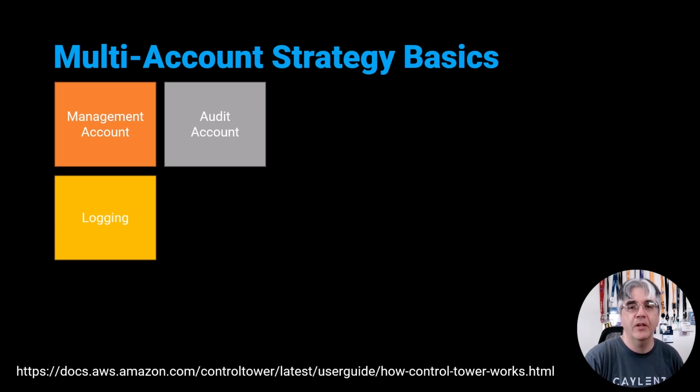Control Tower is then going to set up your 2 core security accounts. The first one's your logging account. The second one is your audit account. Now, your logging account is where your entire organization is going to forward all of their operational logs to. Why? Well, if one of your accounts gets compromised, the first thing an attacker is going to try to do is turn off your logging. The second thing they're going to try to do is delete any of the existing logs.